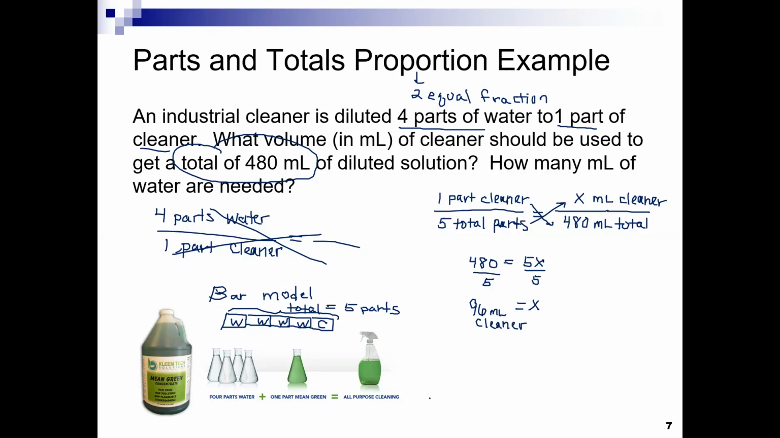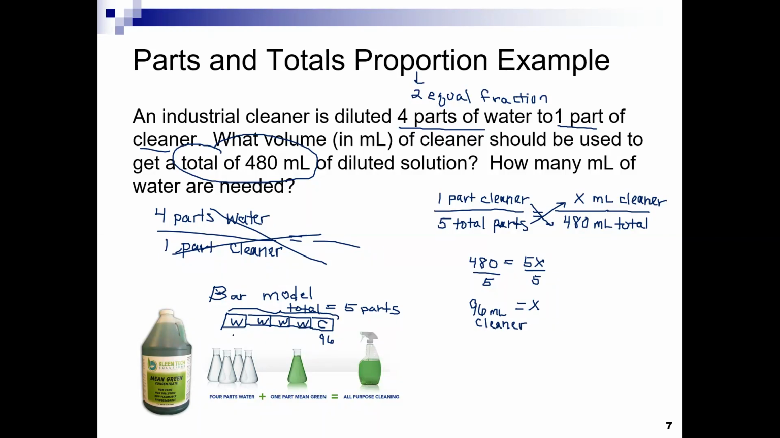Now, there is a second question, and the second question can be solved by a variety of methods. And so this 96 milliliters is one part. I see that there are 4 parts of water. All the parts are equal. As you can see, all the flasks of water in the image and the flask of cleaner are equally full.